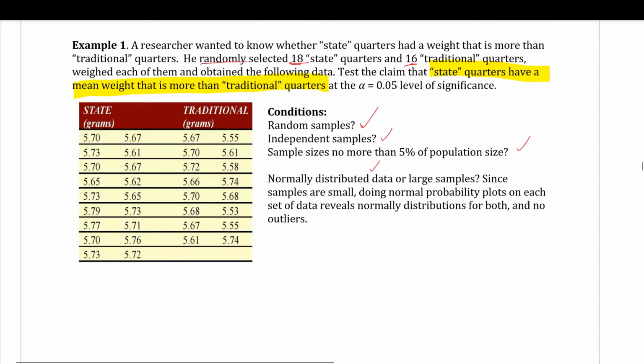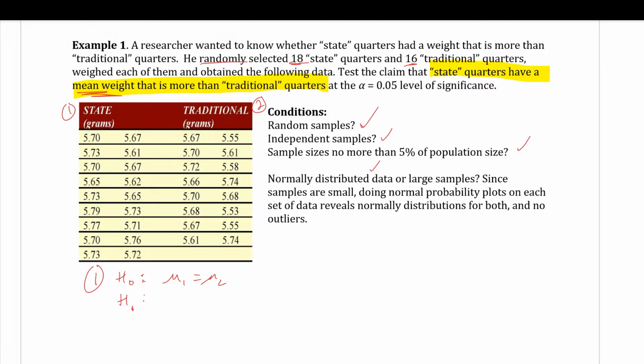All right, so let's go ahead and go with step 1. We have our hypothesis statements. We are dealing with what? State quarters have a mean weight that is more than traditional quarters. So we're talking about a mean. The null hypothesis is always a statement of equality. And let's go ahead and identify what is considered 1 and 2. I'm going to label state to be 1 and traditional to be 2.